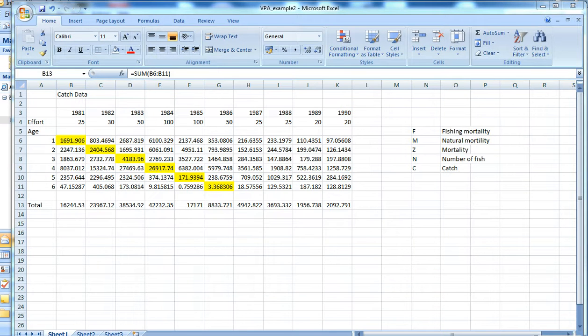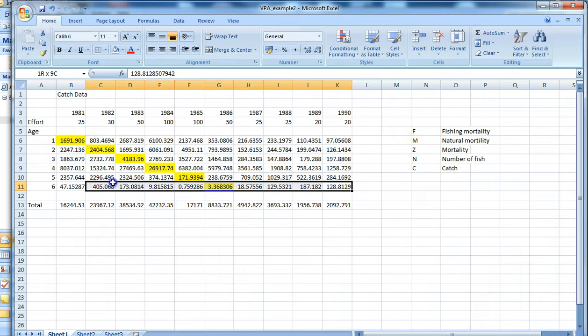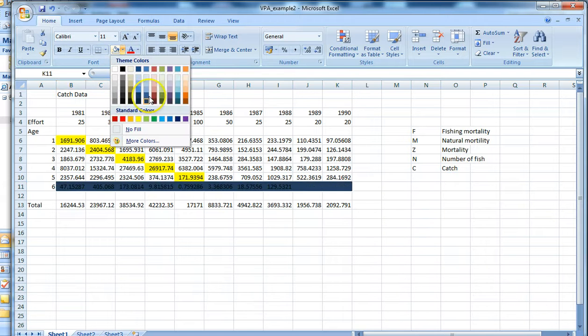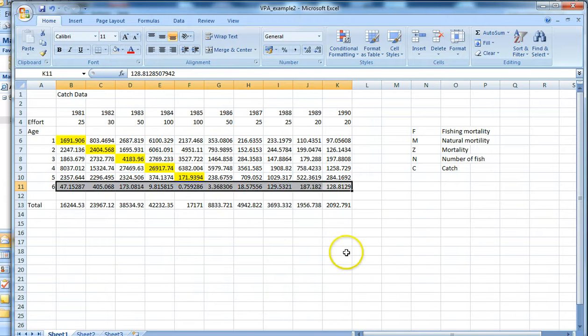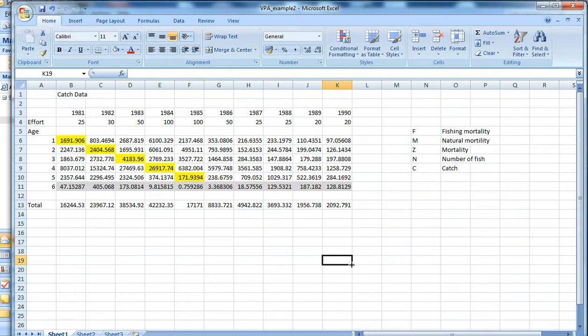Just move it out of the way so I can remember what it is. Right, so that only applies to these years here. Let's give that, what's the final colour? A grey. Okay, so you only use that equation here because you're having to do some guesswork. We've got to work out what we think fishing mortality is, and we've got to work out what we think natural mortality might be.